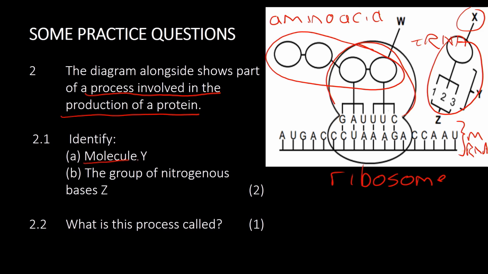Okay, first of all, identify molecule Y, and molecule Y, we've already said that is the transfer RNA. Now, the group of nitrogenous bases labeled Z. It's just got numbers 1, 2, and 3 there. But what do we call those 3 bases? That is the anticodon, which will match the codon which is on the messenger RNA. Next, what is this process called? And that is the translation process.